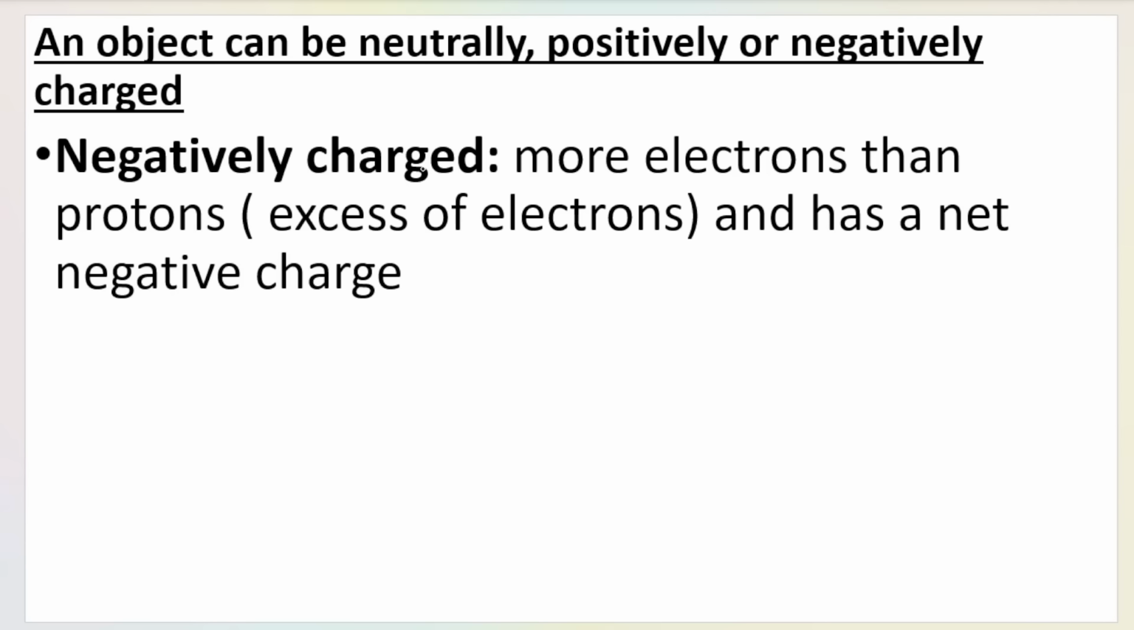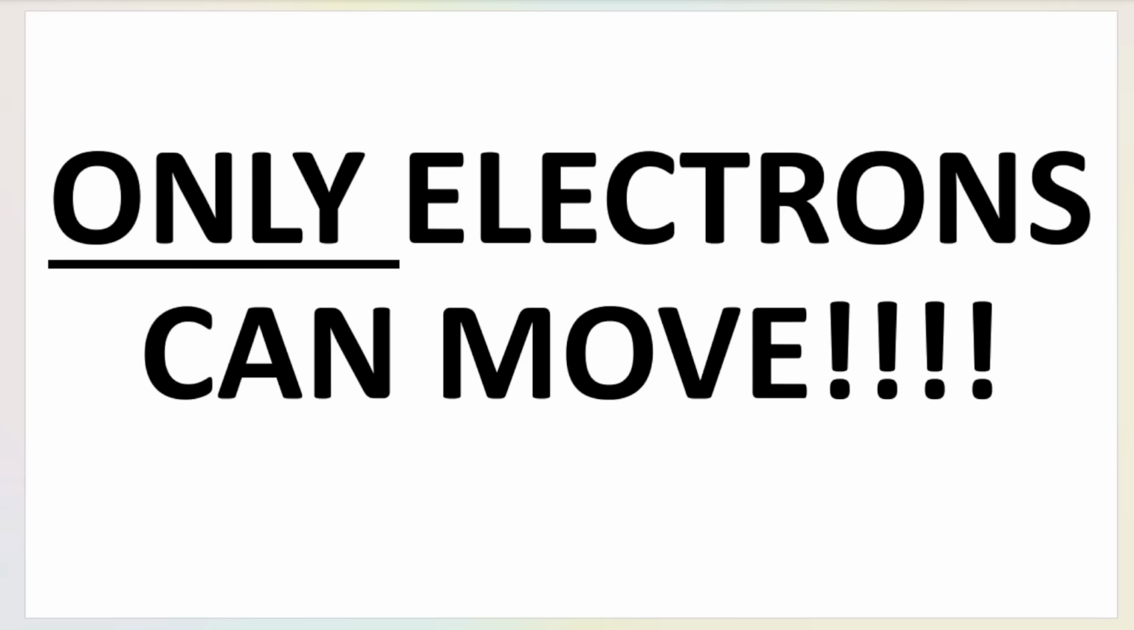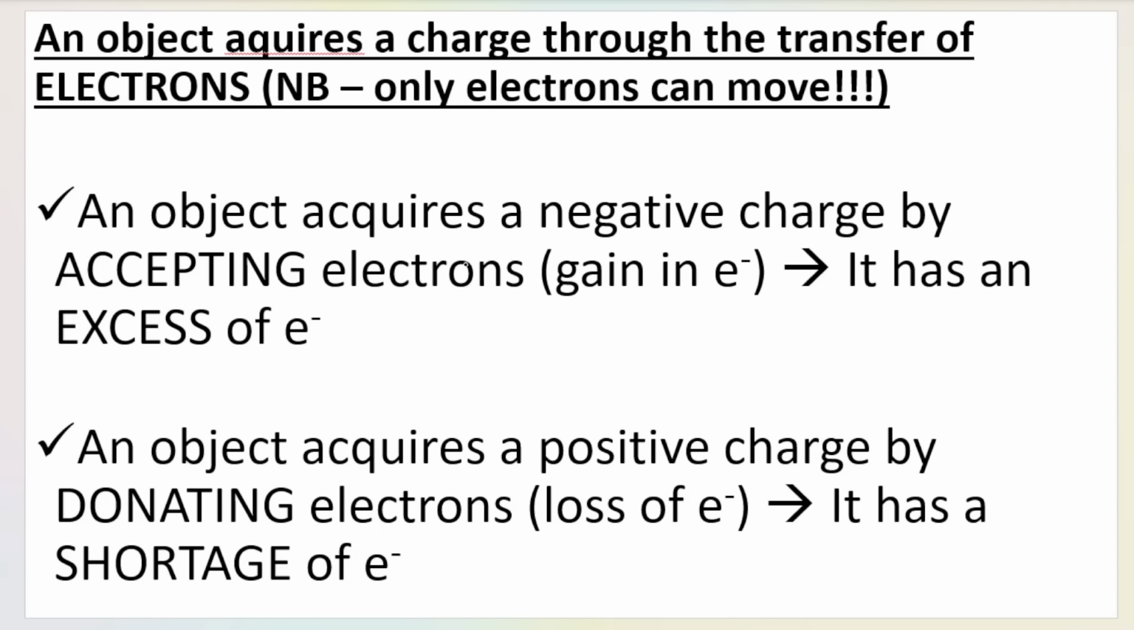Negatively charged objects have more electrons than protons. They have an excess of electrons, which means they have a lot more electrons than protons, and therefore are negative. And there's a summary of that. It is super important to note that only electrons can move. Only electrons. So an object can gain electrons, an object can lose electrons. Protons cannot move. An object acquires a negative charge, so it becomes negatively charged, by gaining electrons.